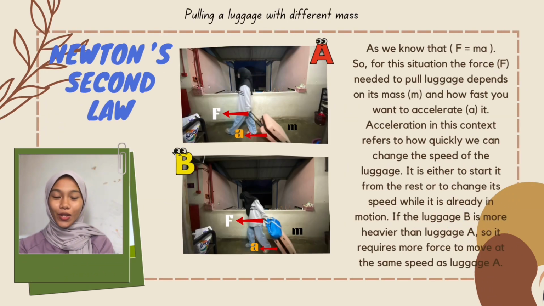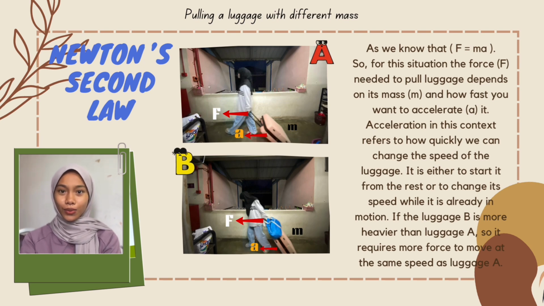Newton's second law. The situation is pulling luggage with a different mass. As we know, the force on an object is equal to the mass of the object times its acceleration. So, for this situation, the force needed to pull luggage depends on its mass and how fast you want to accelerate it. Acceleration in this context refers to how quickly we can change the speed of the luggage. It is either to start it from rest or to change its speed while it is already in motion.